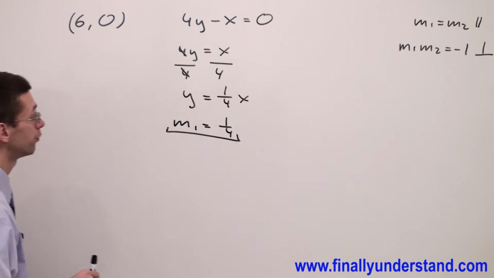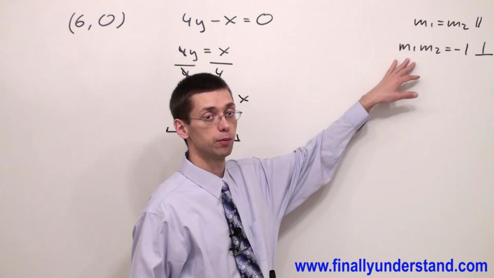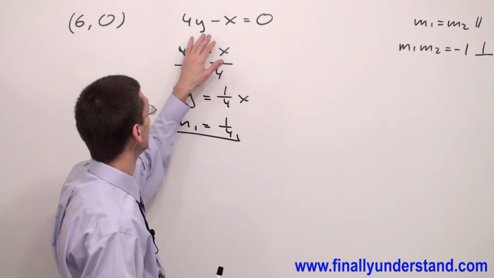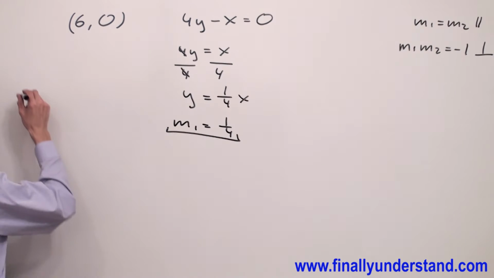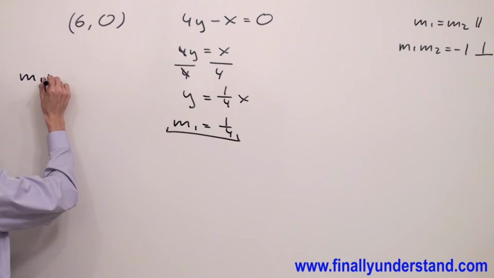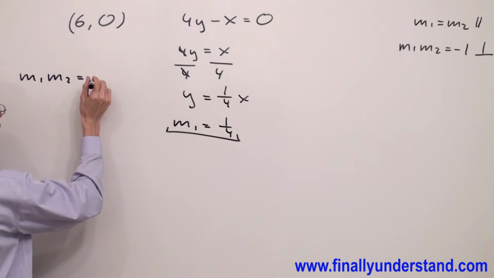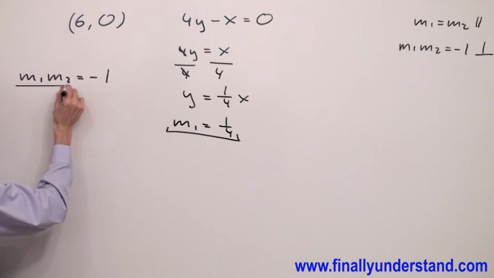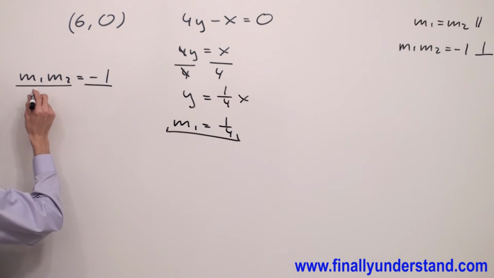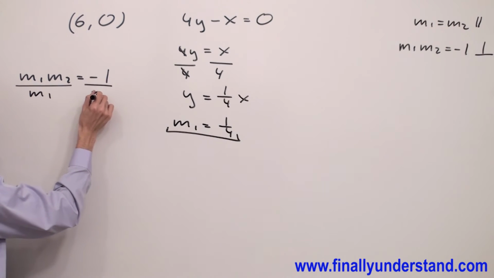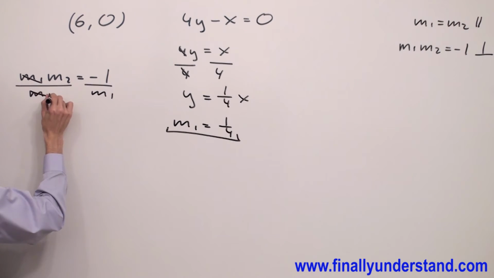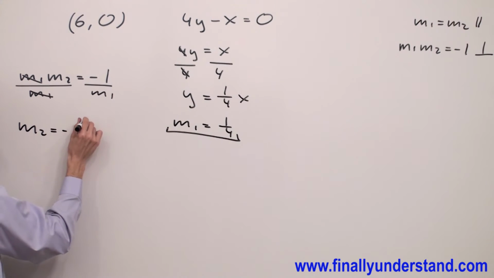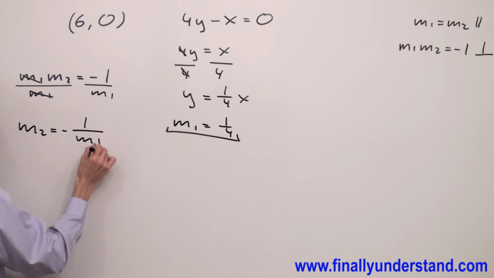We are going to find m2 from this formula because we are looking for the line which is going to be perpendicular to this one. So I have m1 times m2 equals -1. In order to find m2, I have to divide both sides of this equation by m1. m1 and m1 cancel out and I have m2 equals -1 over m1.